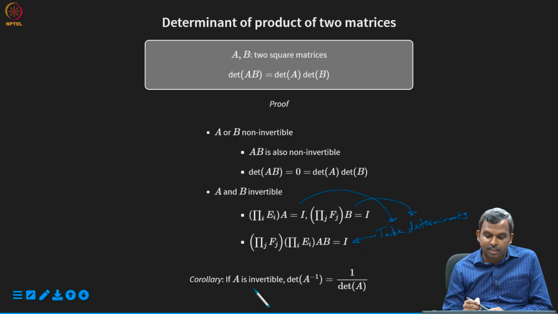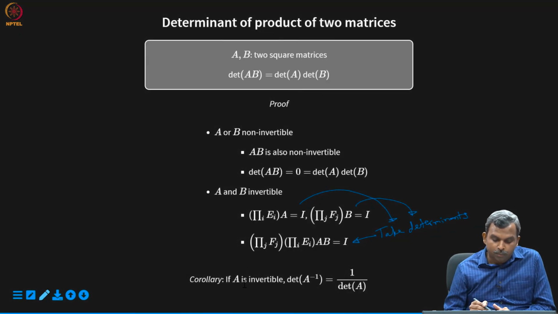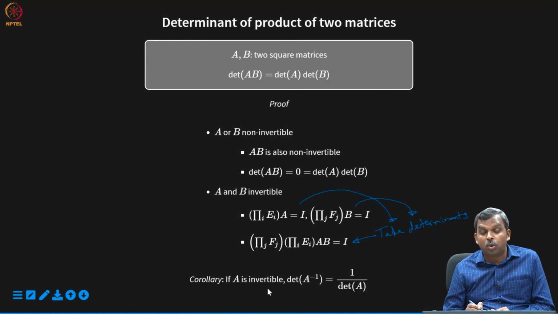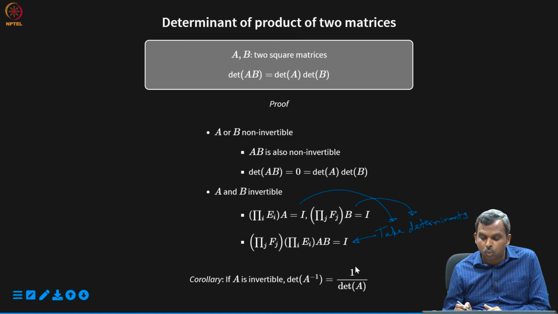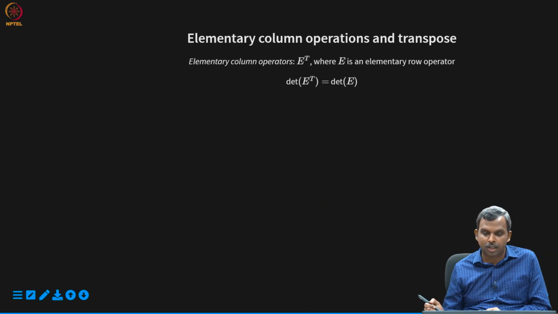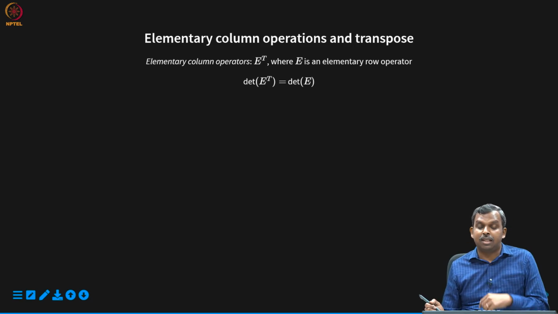One of the nice corollaries of this result is the following. If A is invertible, you know A times A inverse is I. So if you use the determinant of A into the determinant of B, you get that the determinant of A inverse is 1 by the determinant of A. It's a nice little formula when you need determinants. For the inverse, you don't have to compute the inverse and then use some crazy formula. You simply find the determinant and then take its inverse. You get the determinant of A inverse. That's a nice thing to do. What about column operations and the transposing?